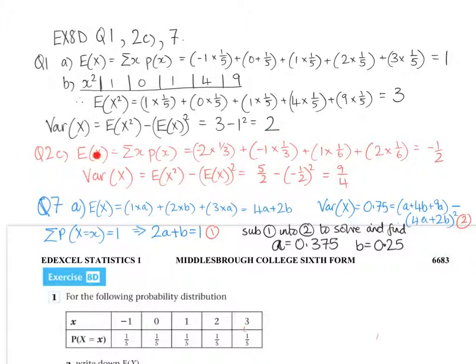Question 2, same idea, just some number crunching going on. So we get the expected value or the mean to be -1/2. Then the variance is worked out to be 9 over 4.